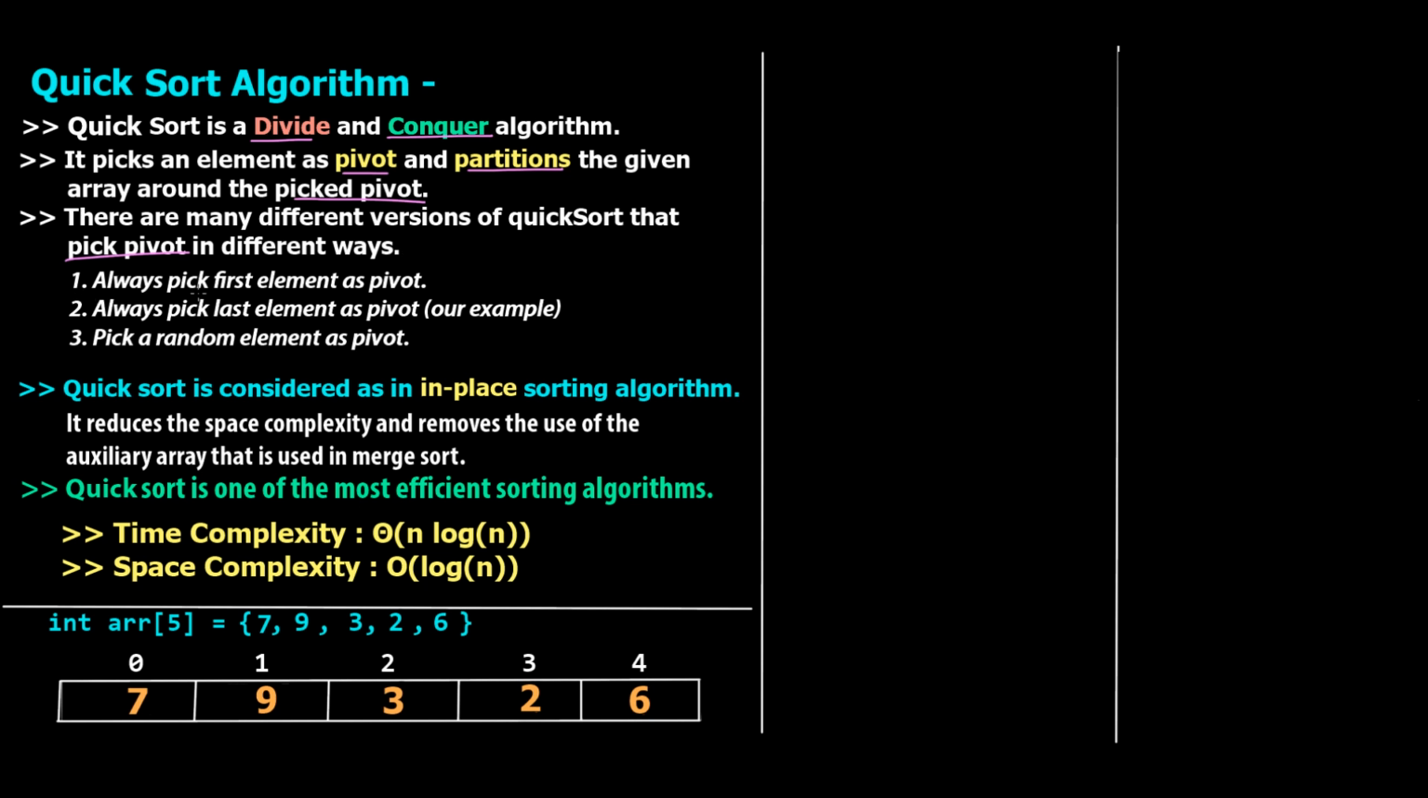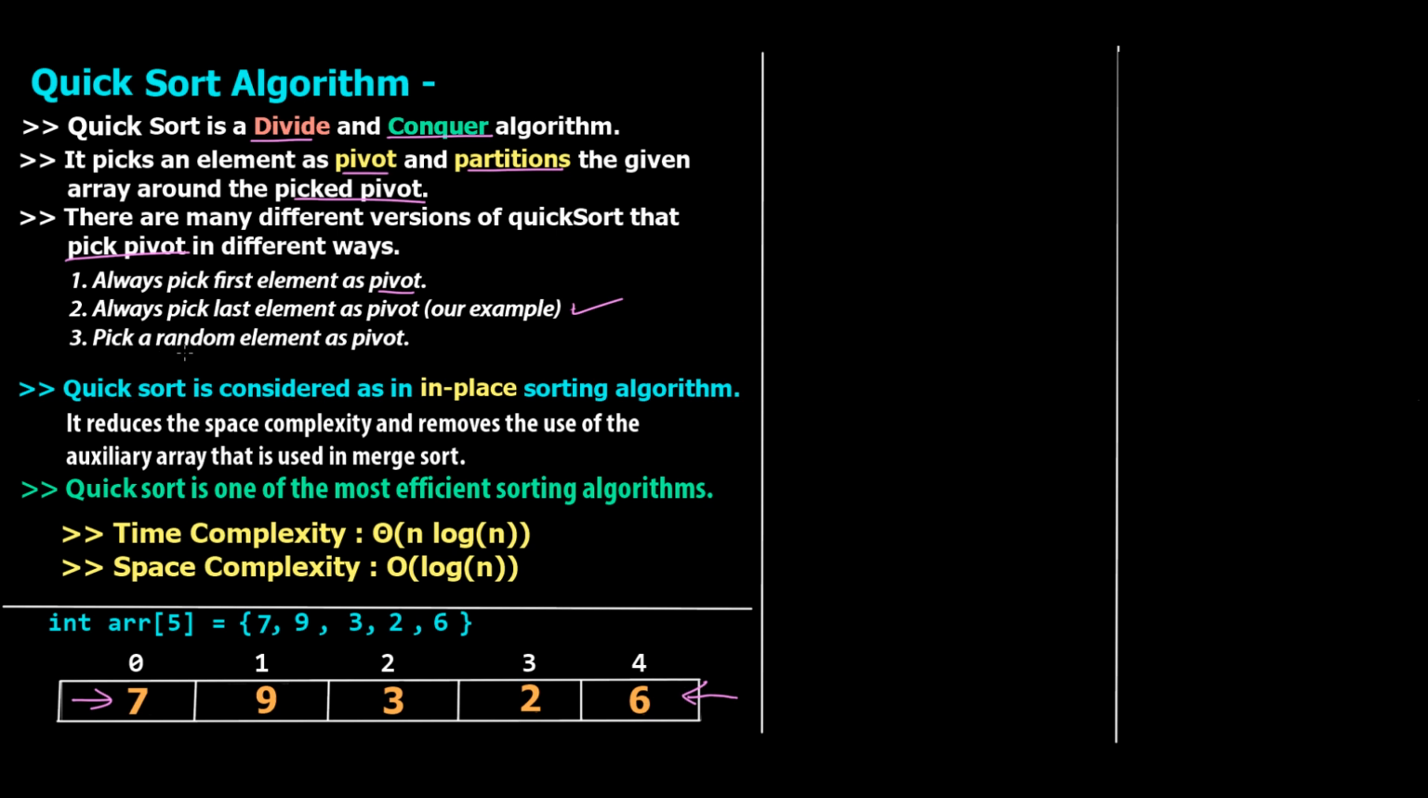For example, you can always pick the first element as the pivot. So if you pick the first element as the pivot every time for this array for the first time, this will be the pivot. Another way is always pick the last element as the pivot, and this is what we are going to do. So in this case, the last element is this, so we pick this as the pivot.